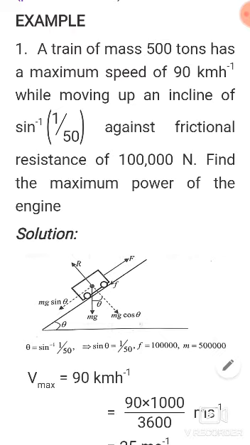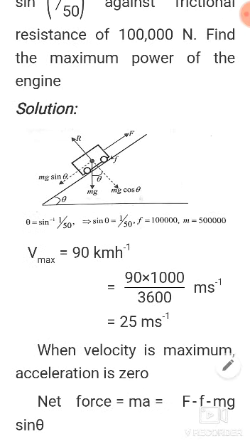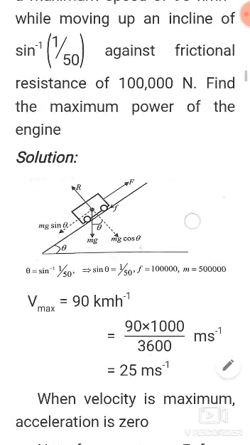First of all, the train has a mass of 500 tons. Remember, each ton contains 1,000 kilograms. So that means the train has 500,000 kilograms and it's moving at a maximum speed of 90 kilometers per hour. So we need to change that maximum speed from kilometers per hour to meters per second. And when we change it, it becomes 25 meters per second.